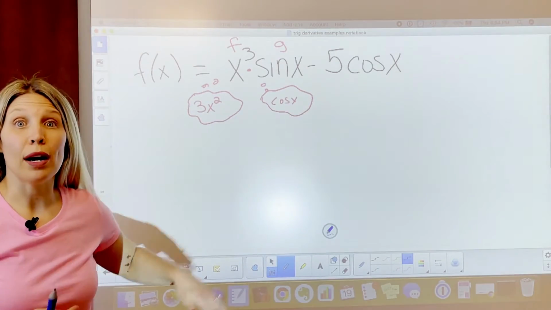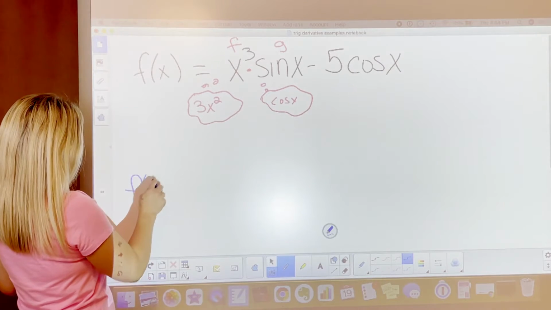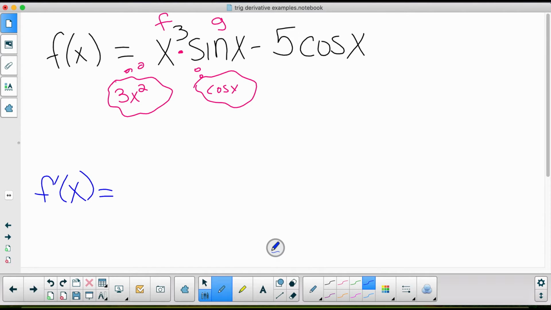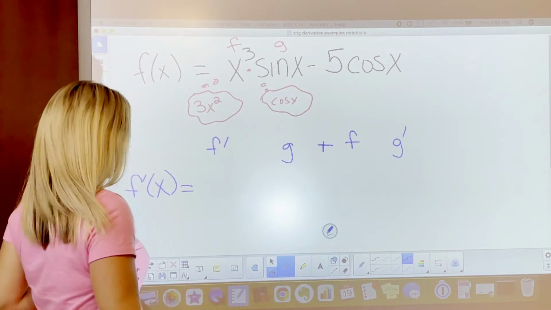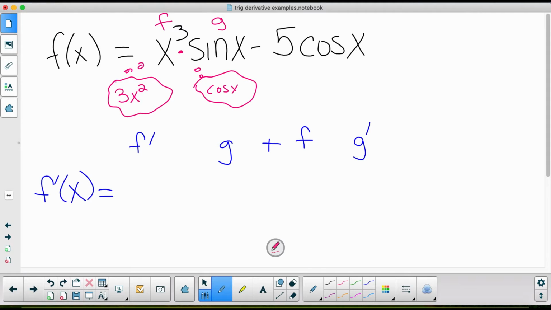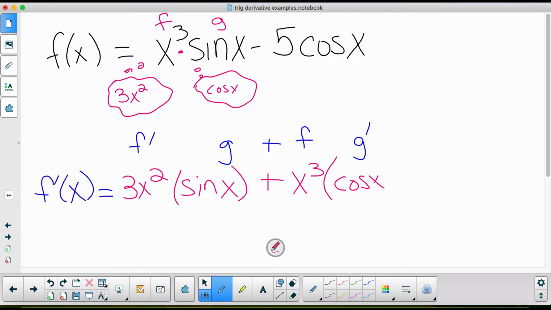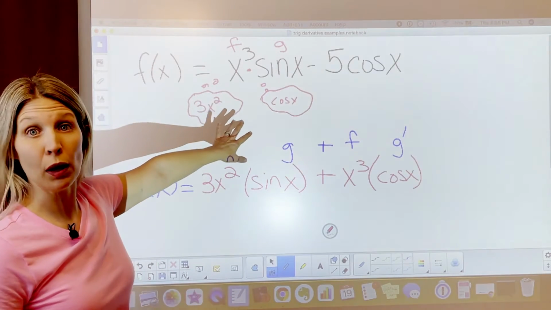Now I'm going to go ahead and write out the product rule. Watch. So we've got f prime of x equals, so the product rule, derivative of the first times the second plus the first times derivative of the second. That is just this part here in pink. So let's do that. Derivative of the first piece, so we're just plugging in, 3x squared times the second, sine x, plus the first piece, x cubed, times derivative of the second is cosine x.